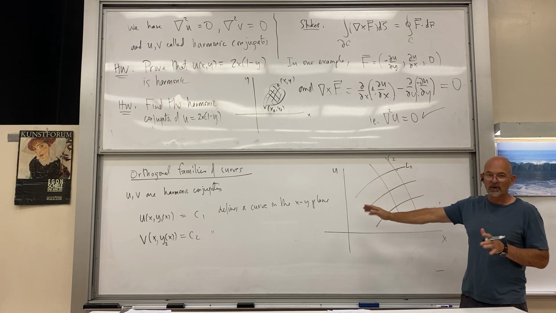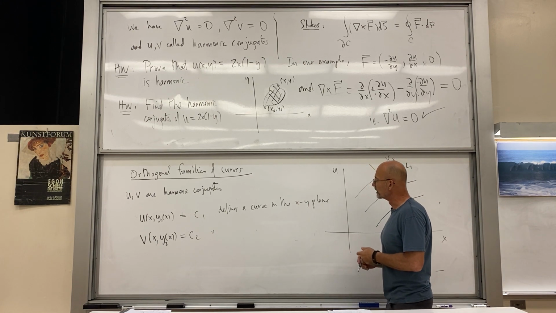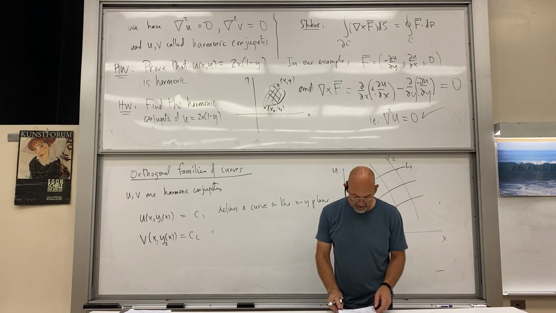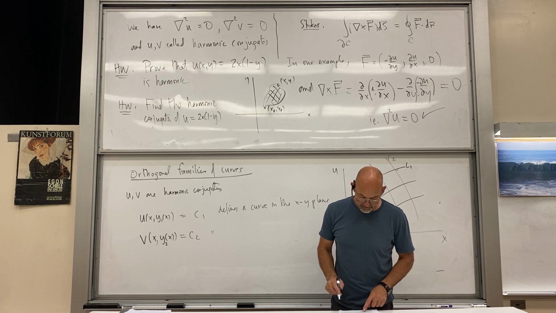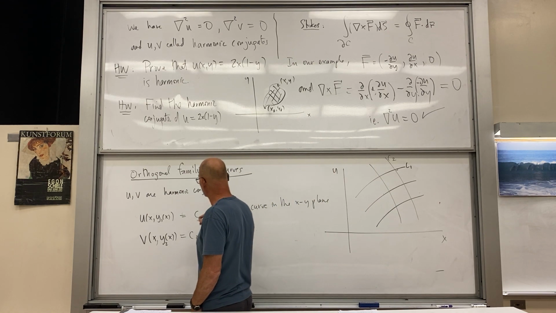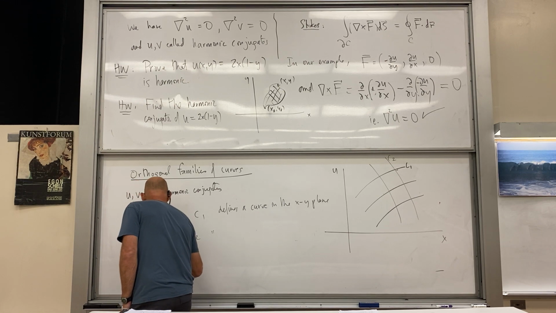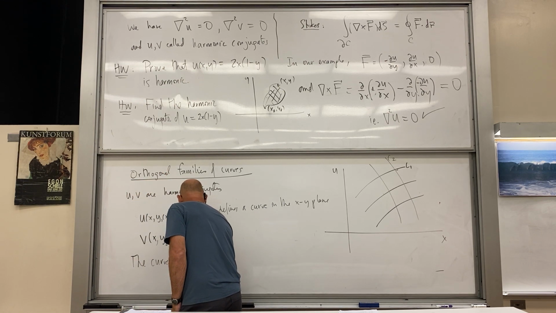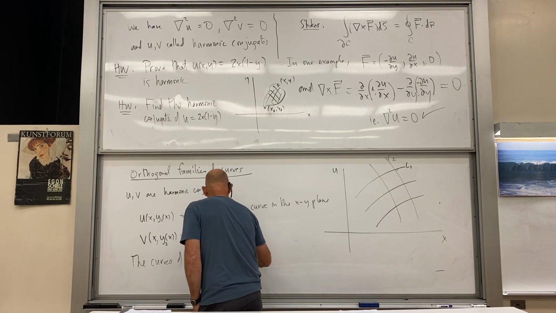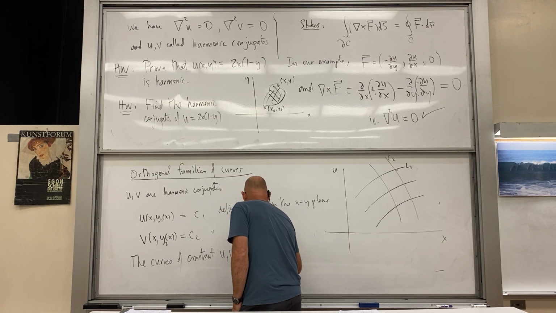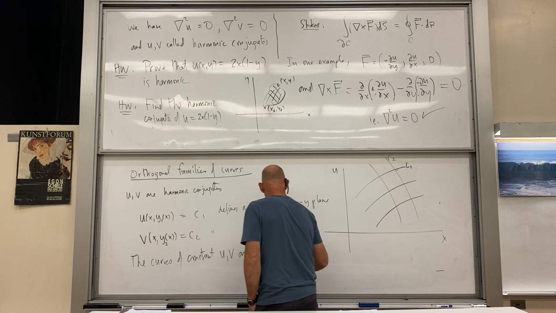So I've drawn a picture that corresponds to the actual result that I haven't shown yet, but that I'm going to show. So we'll call this a theorem. Curves of constant u and v must be perpendicular to one another. So we'll put that as a statement. The curves of constant u, v are perpendicular to one another.